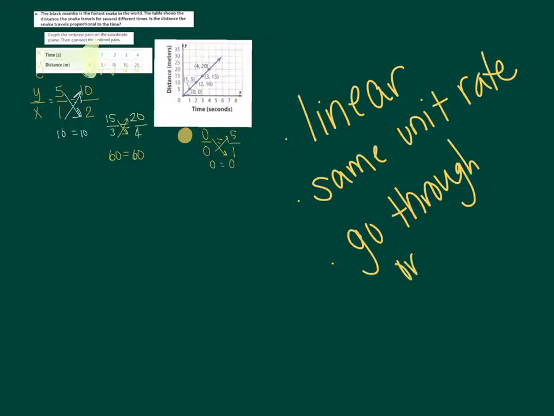And remember, the origin is where my x and y axis are going to meet, and it is considered that 0, 0 place. So this relationship between distance and time for the black mamba snake is proportional.